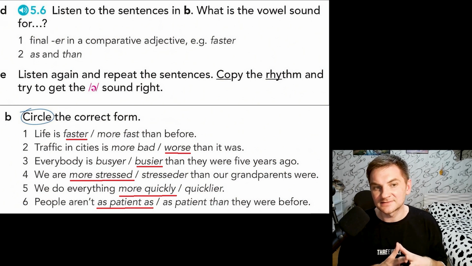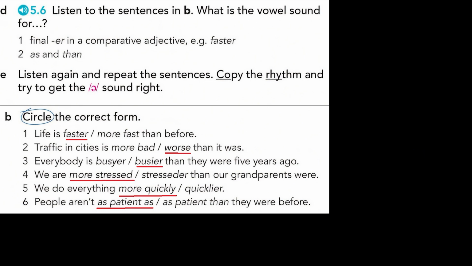Now listen to these sentences again and repeat after the audio. Practice saying them. 5.6. 1. Life is faster than before. 2. Traffic in cities is worse than it was. 3. Everybody is busier than they were 5 years ago. 4. We are more stressed than our grandparents were. 5. We do everything more quickly. 6. People aren't as patient as they were before.